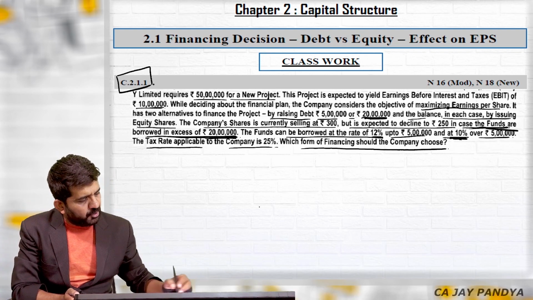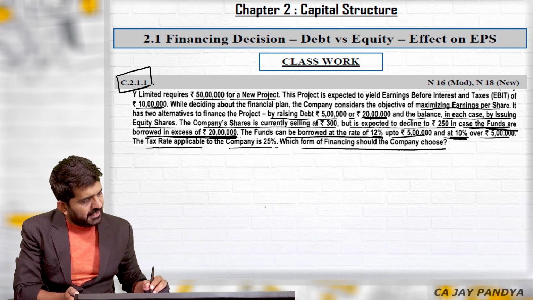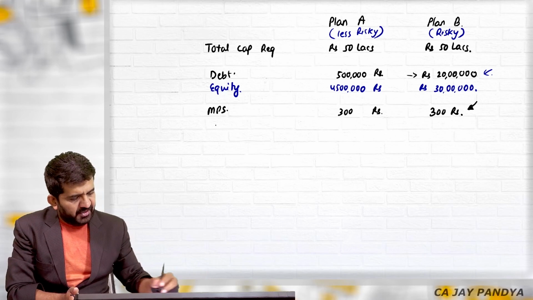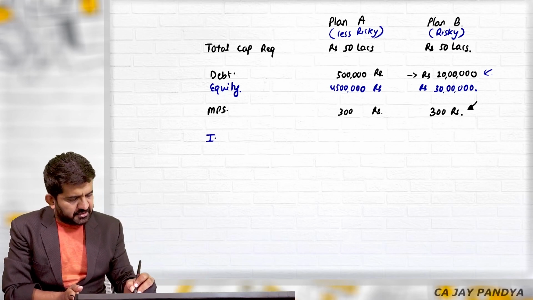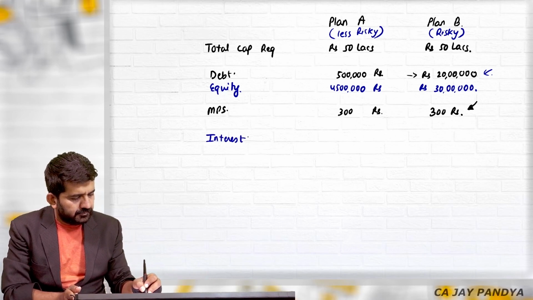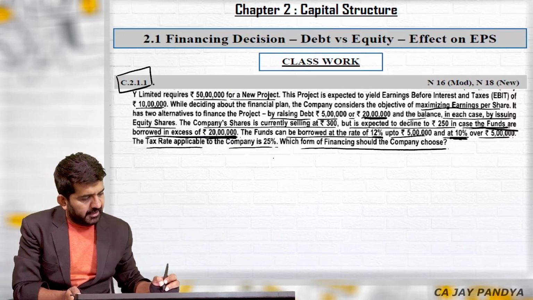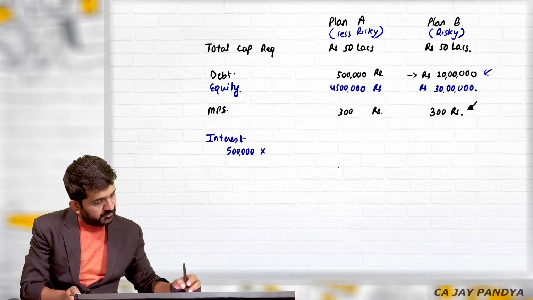The funds can be borrowed at the rate of 12% up to 5 lakhs and 10% over rupees 5 lakhs. Here I am borrowing 5 lakhs rupees. Let me find out the interest answer. In the first case, it is 5 lakh into 12%.